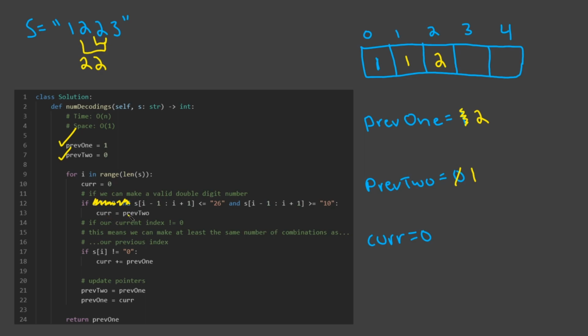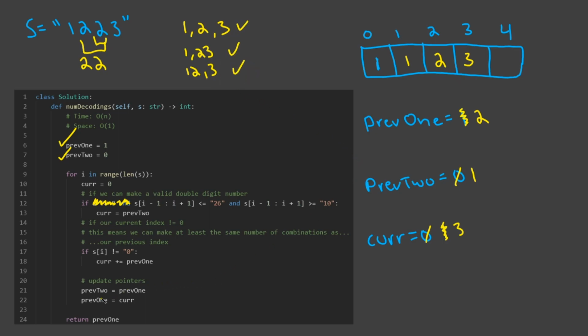So we can update our current to be equal to previous 2, and previous 2 is 1, so that is updated to that. And now we check. Is the current index equal to 0? And we can see that 2 is not equal to 0, so this condition checks out. And now we can update our current to be current plus previous 1. So previous 1 is 2 and current is 1. So we want to update this to 3 because 2 plus 1 is 3. And now we can update our third index here to be 3, meaning we can make 3 different combinations. And we know that's true because 1, 2, 3, or 1 and 23, or we could do 12 and 3. And all 3 of these are valid.